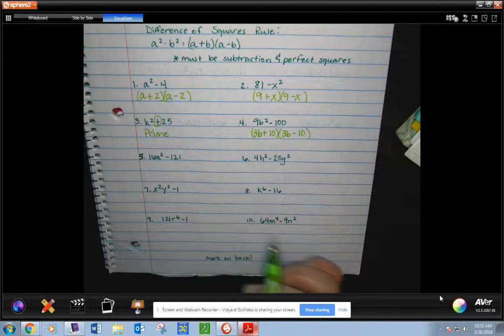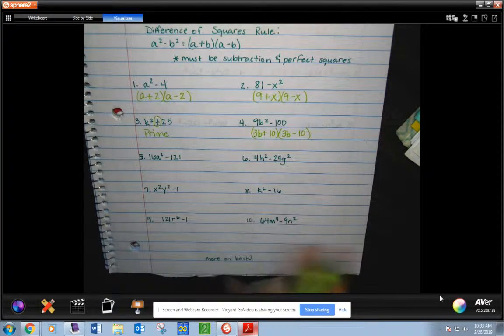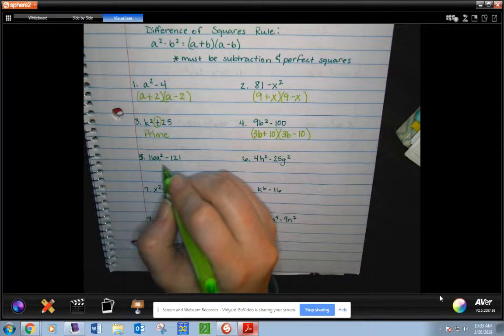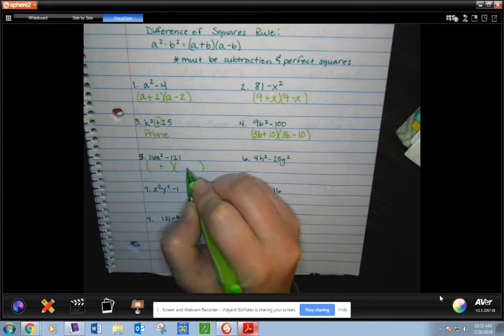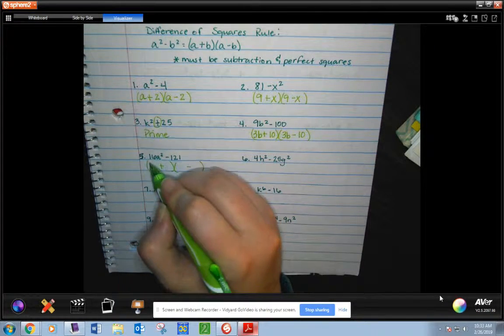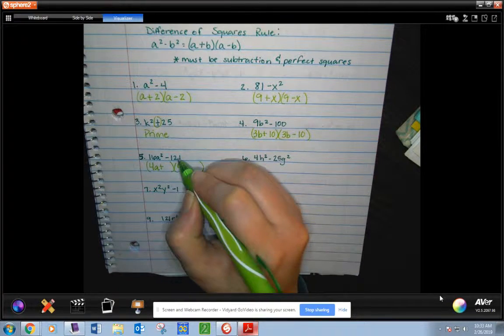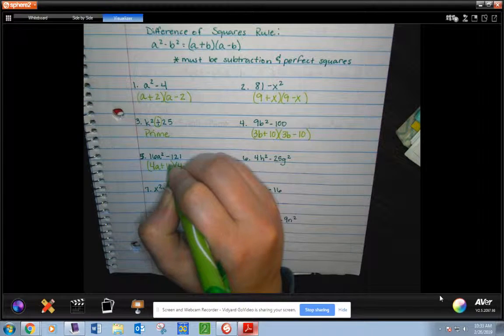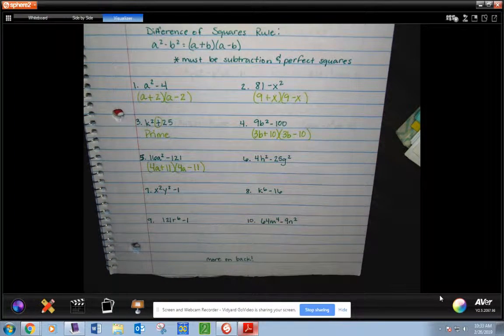Okay, 16a squared minus 121. Now, I'm going to quit doing the calculator for the square roots. If you need to do them, you do them. Okay, I know these are perfect squares, so I'm going to open up both of my factors. One's a plus, one's a minus. 16a squared, this will split to 4, and I have to split the a squared, so 4a. 121 will split with 11. If I double distribute, I should get back to that answer.